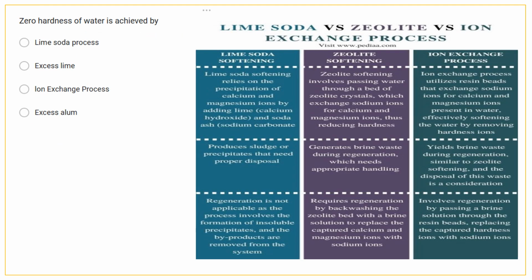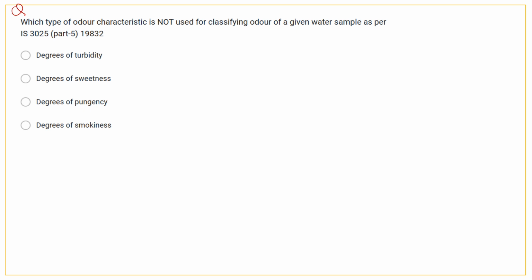The next is question number 23. Zero hardness of water is achieved by. These are the three methods for removing hardness. First one is lime soda softening, second is zeolite softening, and third is the ion exchange process. So zero hardness of water is achieved by the ion exchange process. So here option number 3 is correct, and this is the difference between the three methods of hardness removal.